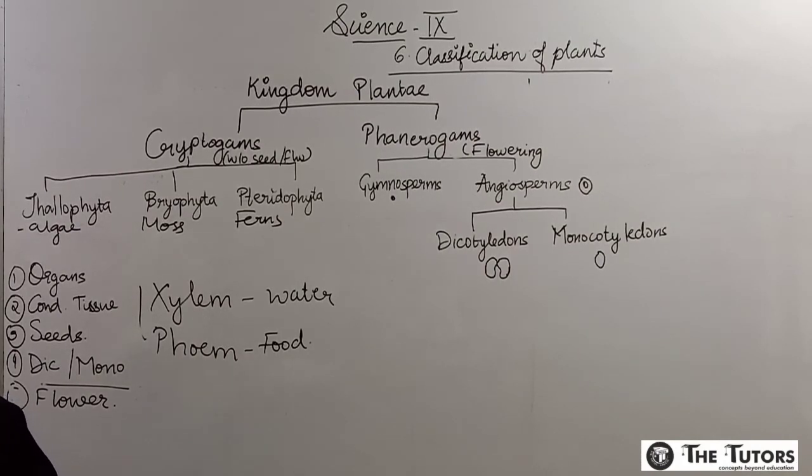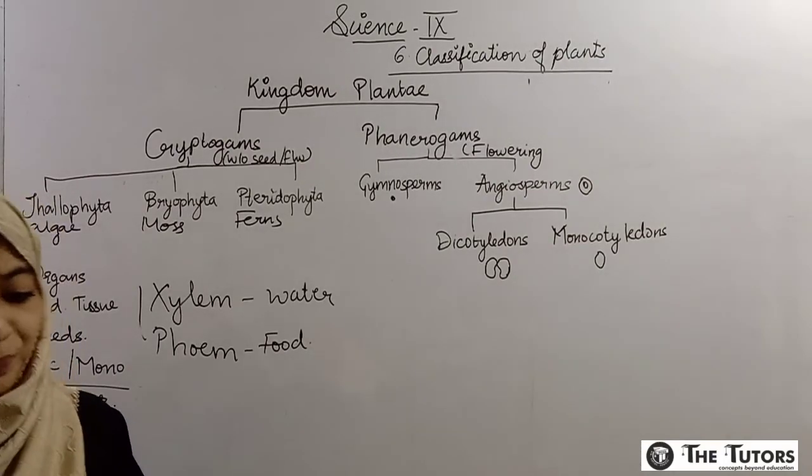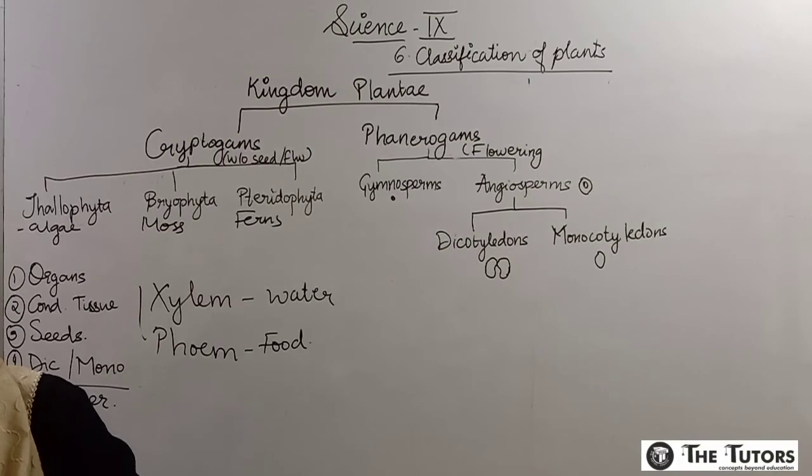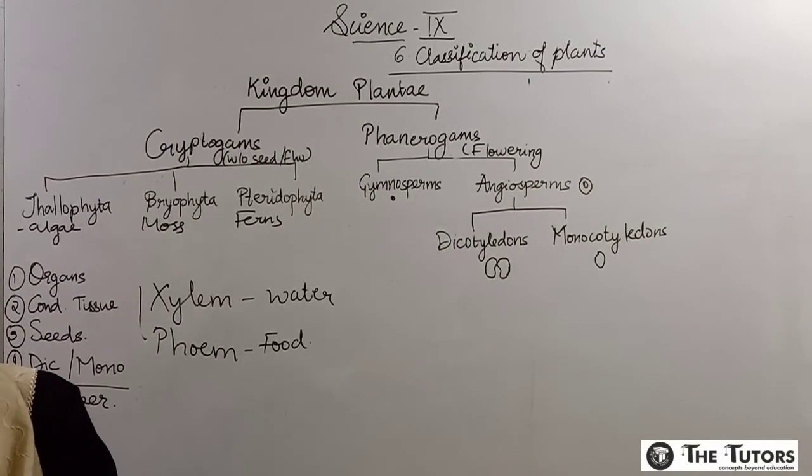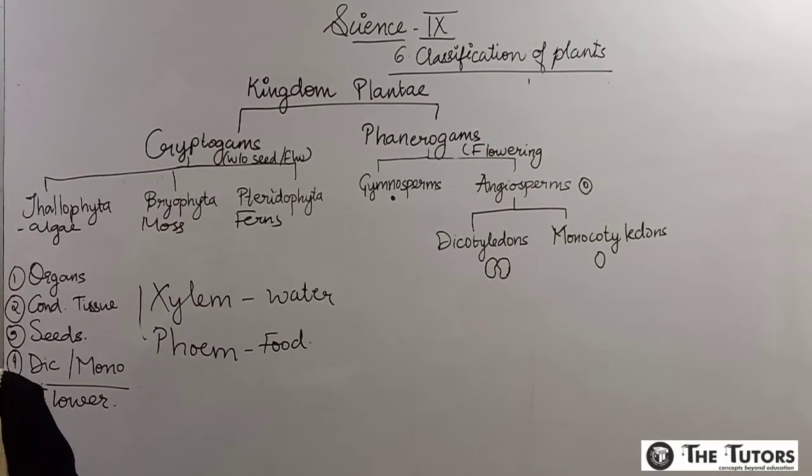Okay, so now let's move towards the phanerogams. Now phanerogams are the plants which are flowering plants. Okay, plants which have special structure for reproduction and produce seeds are called phanerogams. Okay, in these plants, after the process of reproduction, seeds are formed which contain embryo and stored food.